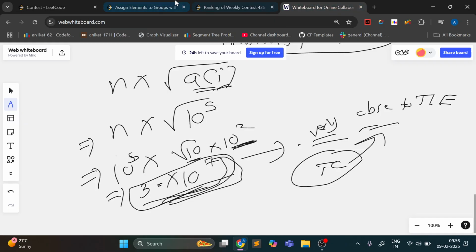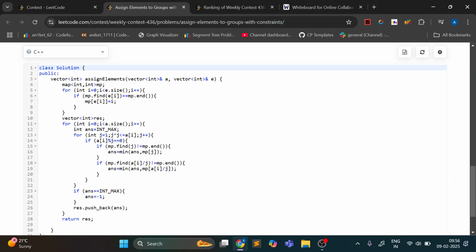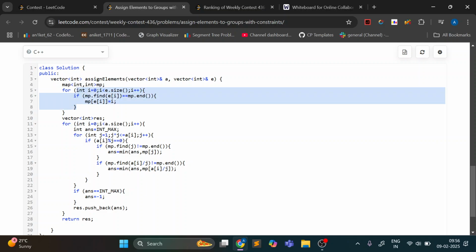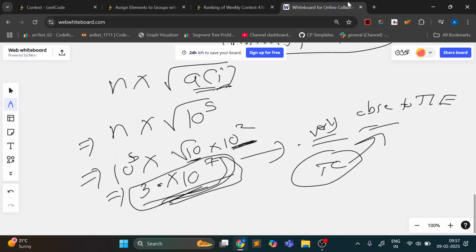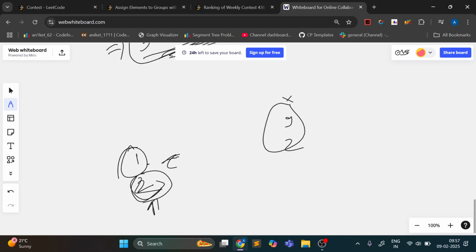So let's move to code. First of all, I'm storing each element's first index in a map. So I'm iterating over vector E, and whenever I find a new element which is not already inserted in the map, I will mark its index I. So if there was 2 before at index 1, and there was 2 at index 9, I found 2 first at index 1, so only then I will mark its index as 1. Here I won't even mark it because I already have the same value before in the elements, and whenever 2 is required we'll always pick the smallest index.